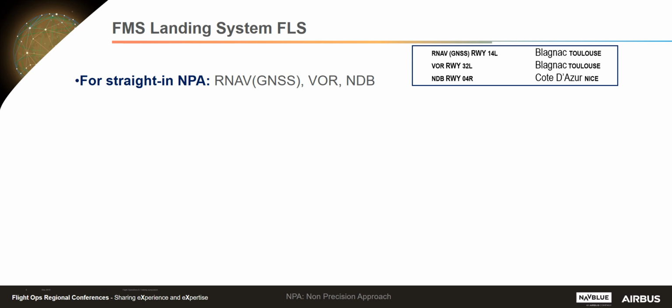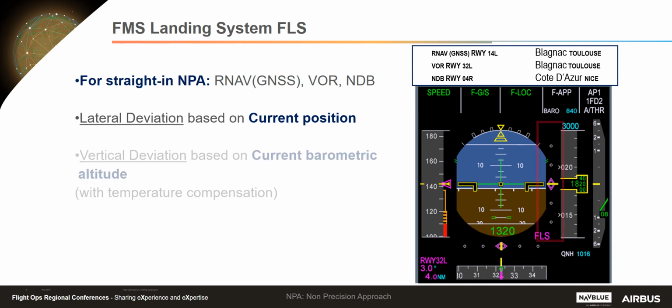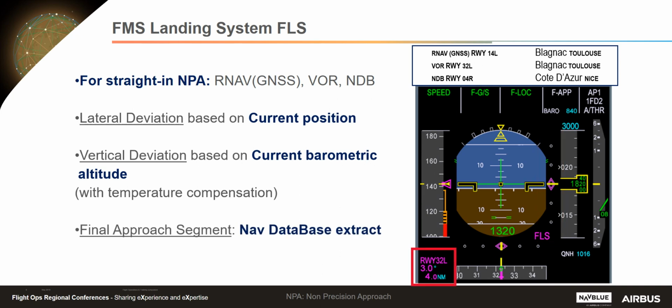The data used for the FLS deviation computation come from onboard and are the current position for the lateral, GPIRS or IRS navets or IRS only, the current barometric altitude for the vertical deviation, so it is sensitive to QNH error. There is a possibility to compensate the final approach for low temperature thanks to the entry of the ground temperature on perf approach page. And the data for the final approach segment, the last leg of the flight, is coded on the navigation database.